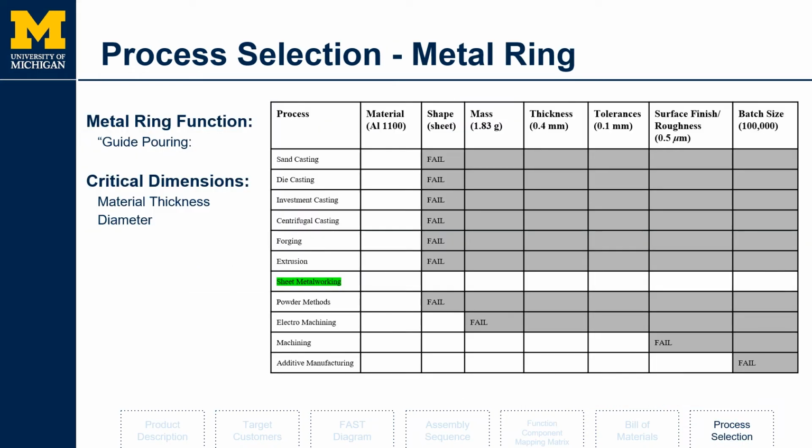From the process selection table, it was determined that the process that best matched the needs of our redesigned metal ring was sheet metal working. The ring's function was identified to be guide pouring because it's critical in combining the handle and the jug into a single unit. Thickness and ring diameter were the two critical dimensions of this part.